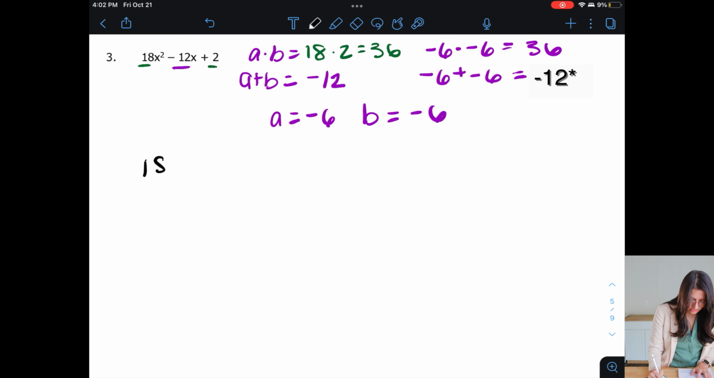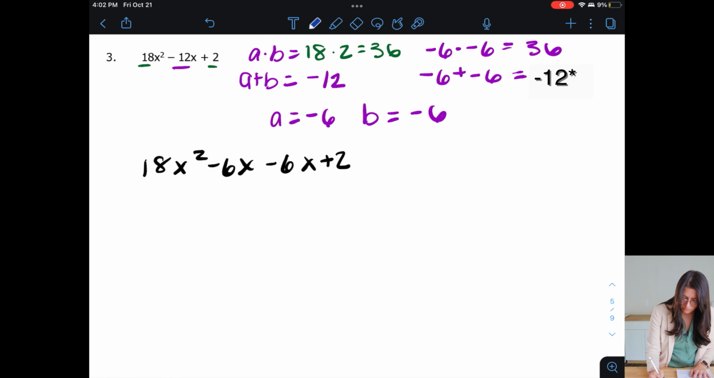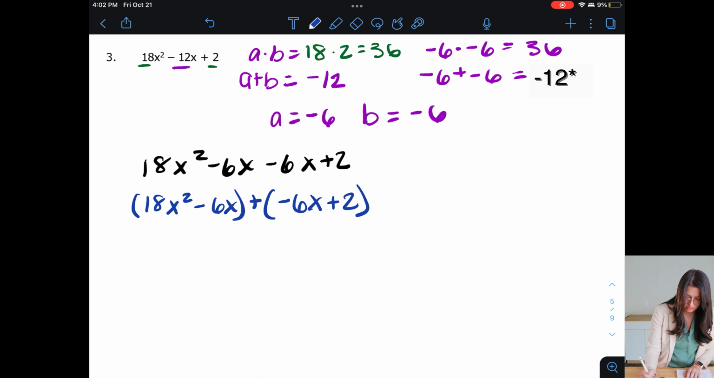That looks like 18x squared minus 6x plus... minus 6x plus 2. Now let's get these grouped together. We would have the quantity 18x squared minus 6x plus the quantity negative 6x plus 2.